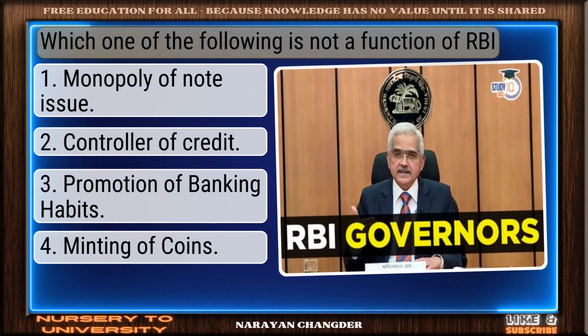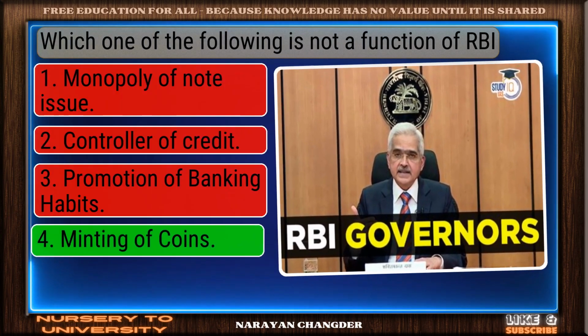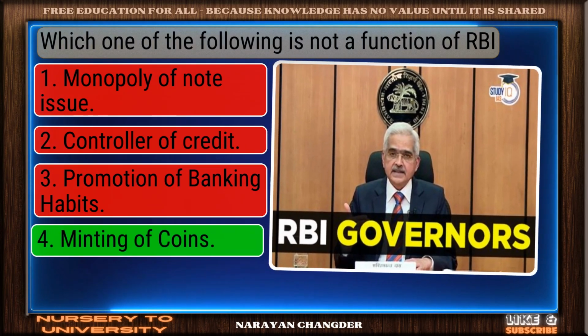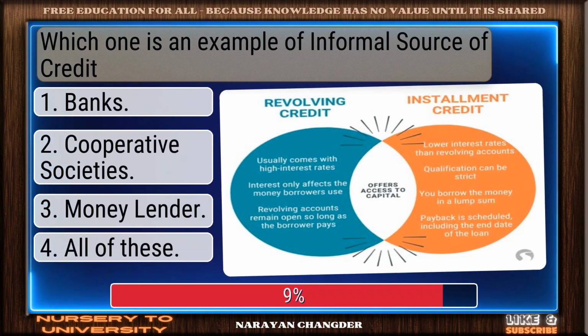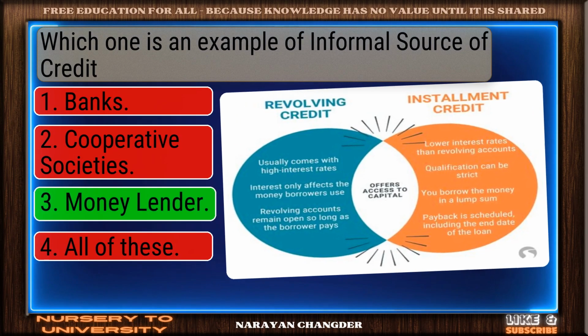Which one of the following is not a function of RBI? Smart pick. Minting of coins is correct. Which one is an example of informal source of credit? Valid point. Moneylender is true.